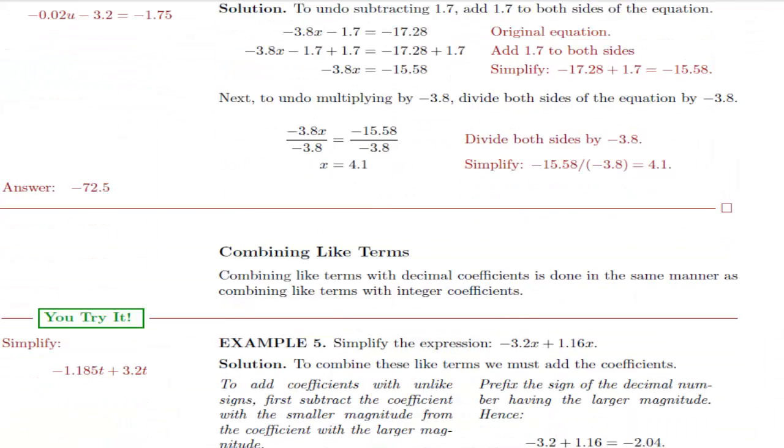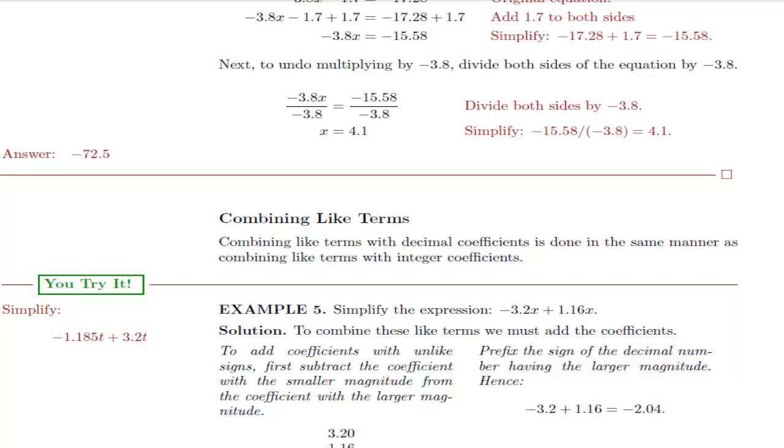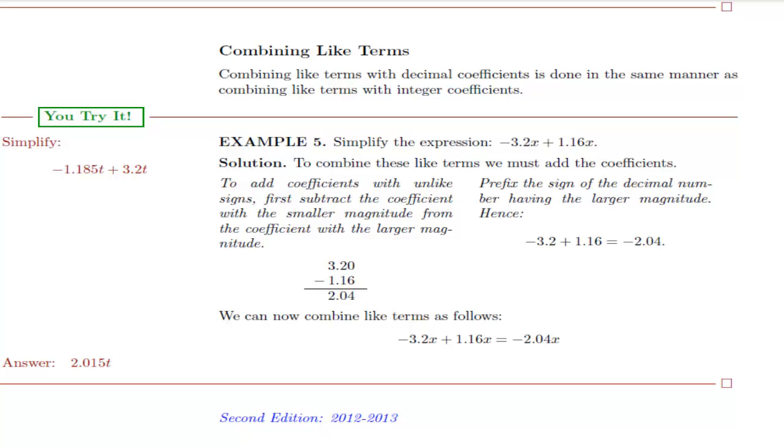Combining like terms. Combining like terms with decimal coefficients is done in the same manner as combining like terms with integer coefficients. Example 5. Simplify the expression negative 3.2x plus 1.16x. Solution: to combine these like terms, we must add the coefficients. To add coefficients with unlike signs, first subtract the coefficient with the smaller magnitude from the coefficient with the larger magnitude, then prefix the sign of the decimal number having the larger magnitude. Hence, negative 3.2 plus 1.16 equals negative 2.04. We can now combine like terms as follows. Negative 3.2x plus 1.16x equals negative 2.04x.